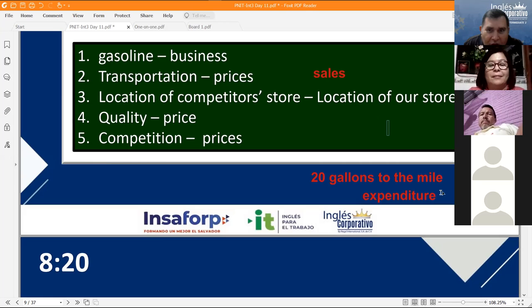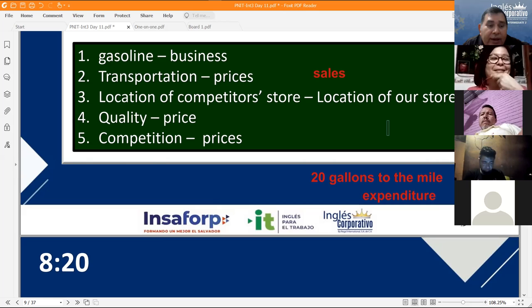Now the next one, number four, quality versus price. What do people see first, quality or the price? What I'm talking about here is, if it has good quality, is it more expensive or cheaper? More expensive. And how does it affect the perception of the people? Good quality is more expensive.